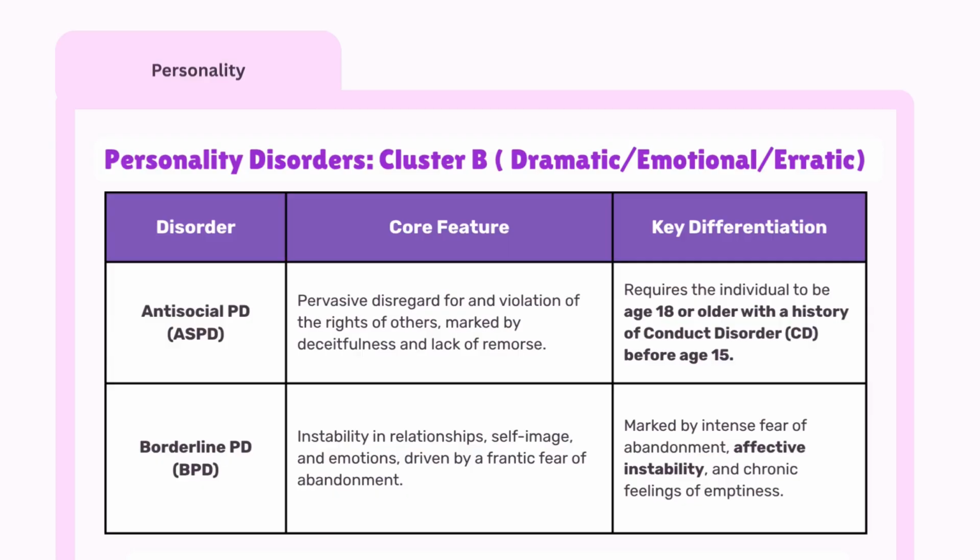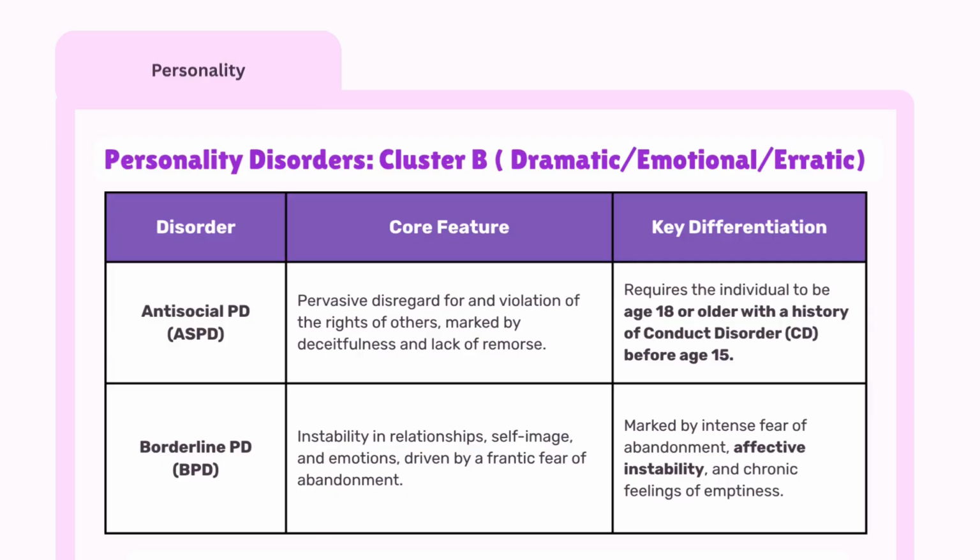The crucial factor for a formal diagnosis of ASPD is the developmental history. The person must be age 18 or older and must have shown a pattern of problematic behavior before the age of 15, which has been diagnosed as conduct disorder. Their behavior is driven by manipulation and exploitation without feeling guilt or shame.